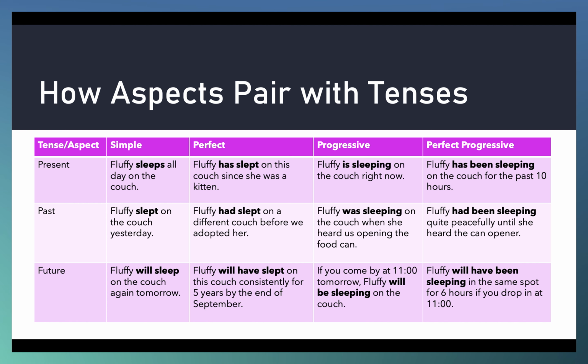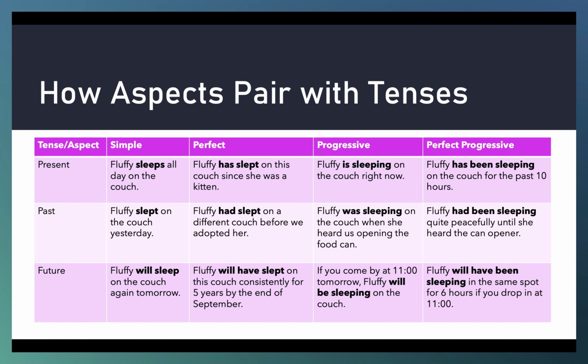Present simple: Fluffy sleeps all day on the couch. Present perfect: Fluffy has slept on this couch since she was a kitten. Present progressive: Fluffy is sleeping on the couch right now. Present perfect progressive: Fluffy has been sleeping on the couch for the past 10 hours.